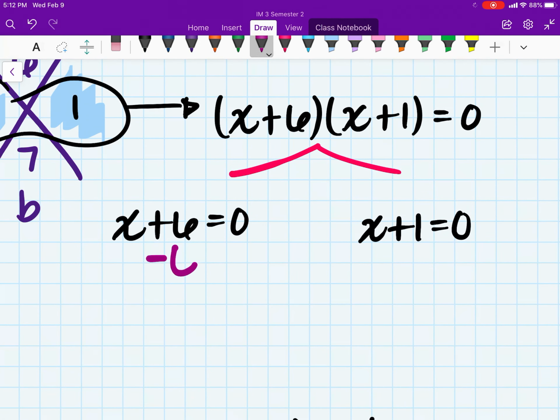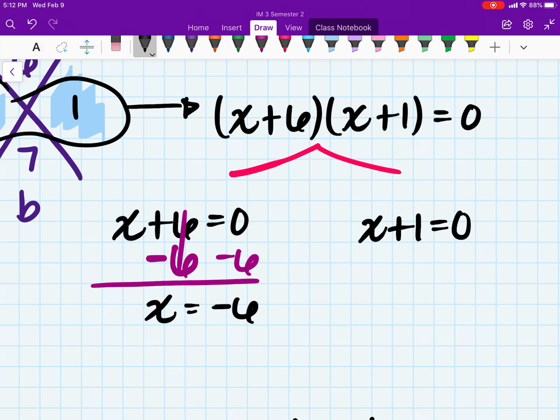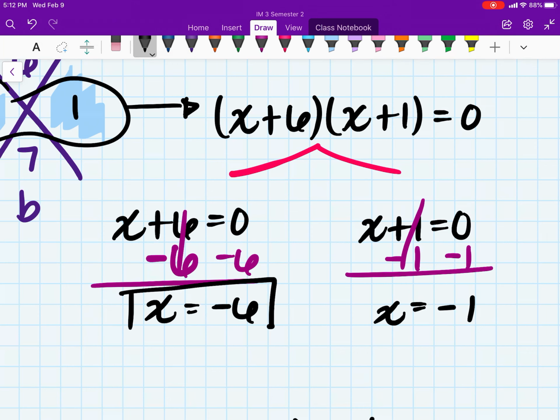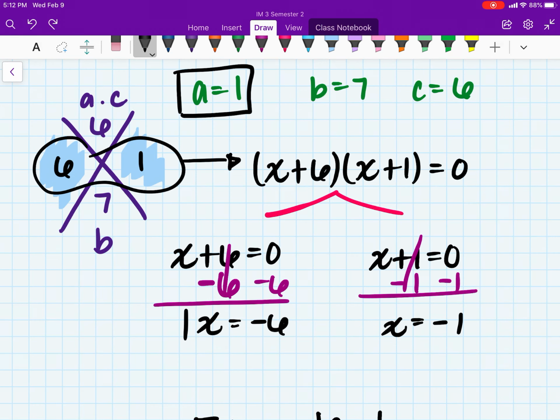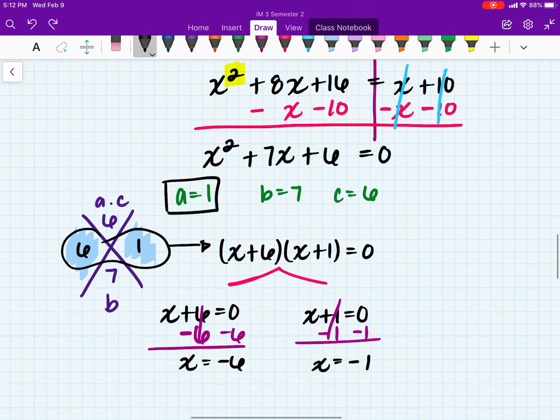Now, let's go ahead and solve for x there. I'm going to go ahead and subtract 6 to both sides. Subtract 6 here. And I have x equals a negative 6. And then subtract 1. And x in this case equals a negative 1. All right. Now, once again, those won't be our final answers because we still need to check them. So before I box them in, we need to check them.